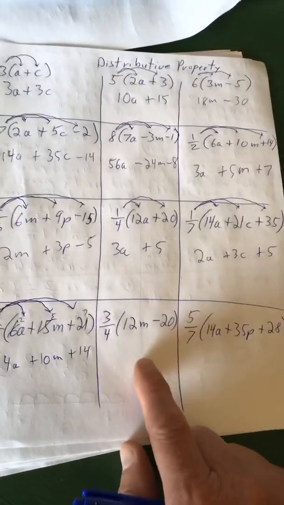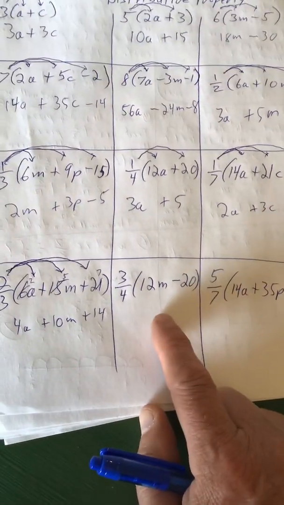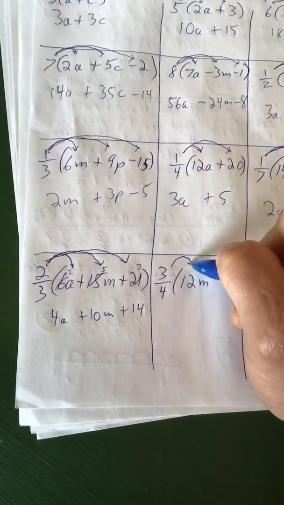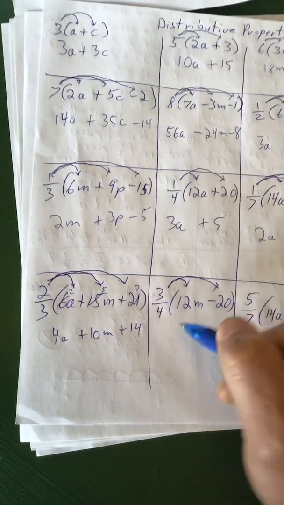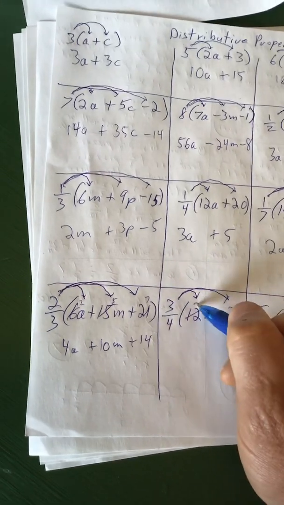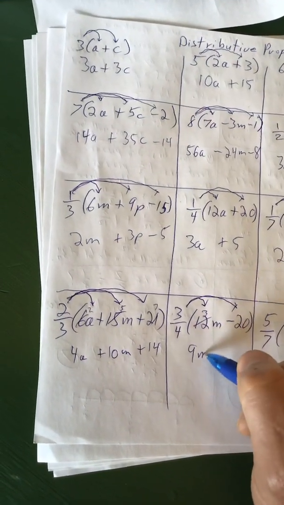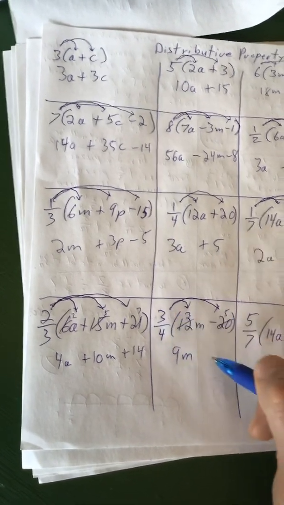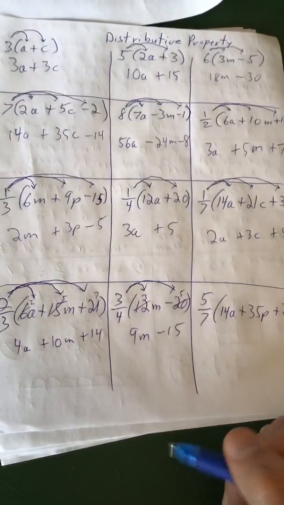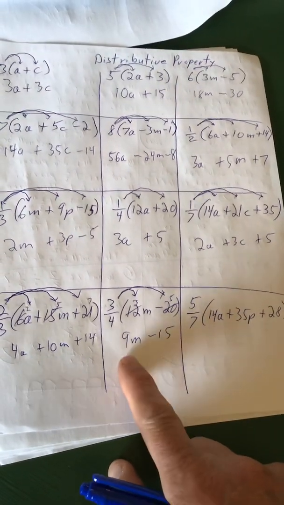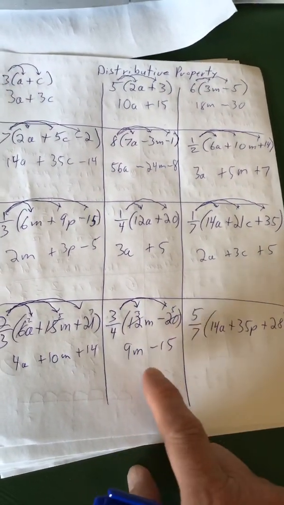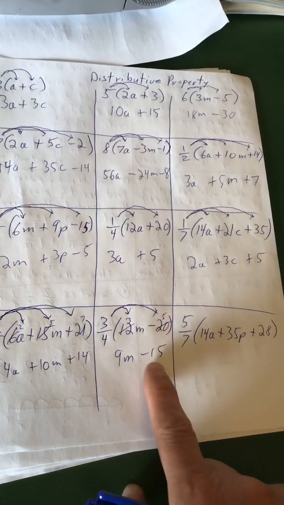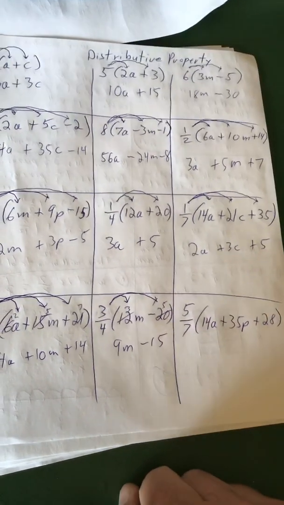Okay, you try this one. So hit pause, do it. You can do this. All right, I'm going to go. 12 divided by 4 is 3, times 3 is 9m. 20 divided by 4 is 5, times 3 is minus 15. So there are 2 terms in this algebraic expression. My variable is m. My coefficient is 9. My constant is negative 15.